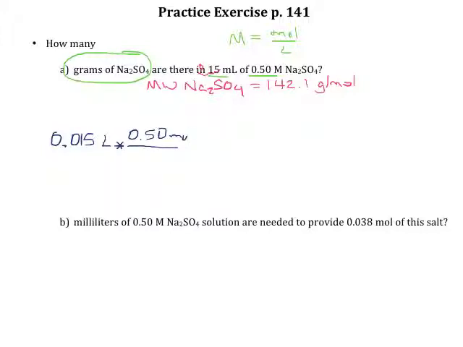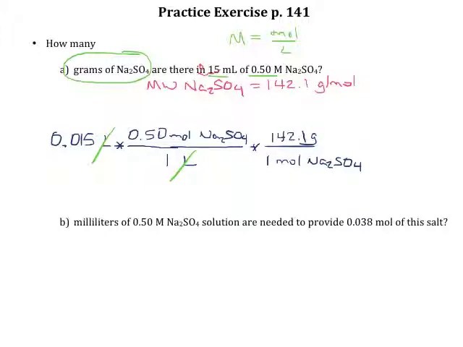And I know that the concentration of this is such that there are 0.50 moles of sodium sulfate in every 1 liter, because that's what the molarity means. So what that's going to do for me is cancel out my liters, and put me in units of moles. The next thing I need to do is cancel out the 1 mole of sodium sulfate with the mass, which we know is 142.1 grams. So that's going to get rid of the moles and leave me in units of grams.